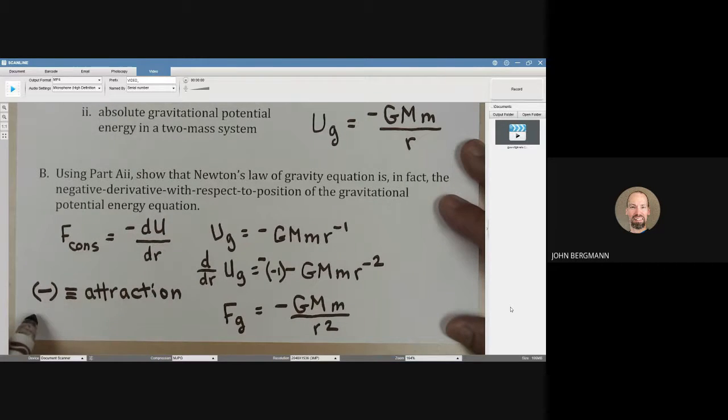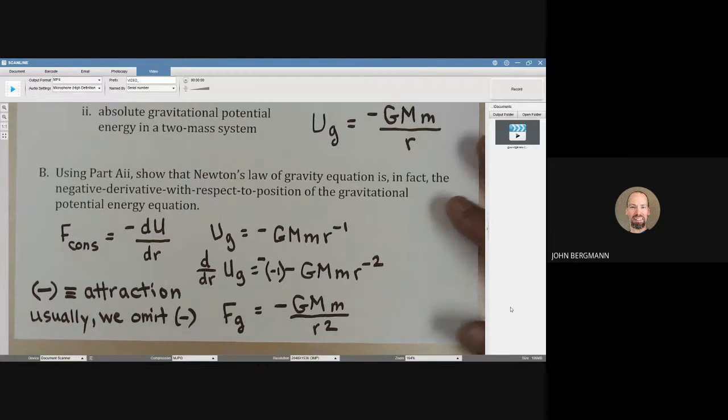And usually we omit it, don't we? Usually we omit that negative sign and we just go for the magnitude. And then based on the situation, we know which way it points. But there are some books that will show, hey, there's a negative sign right there. And that just means that the gravitational force is attractive.